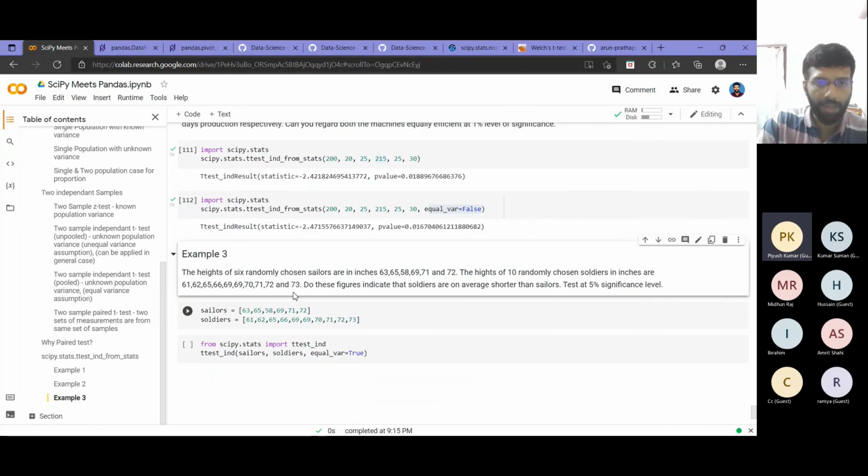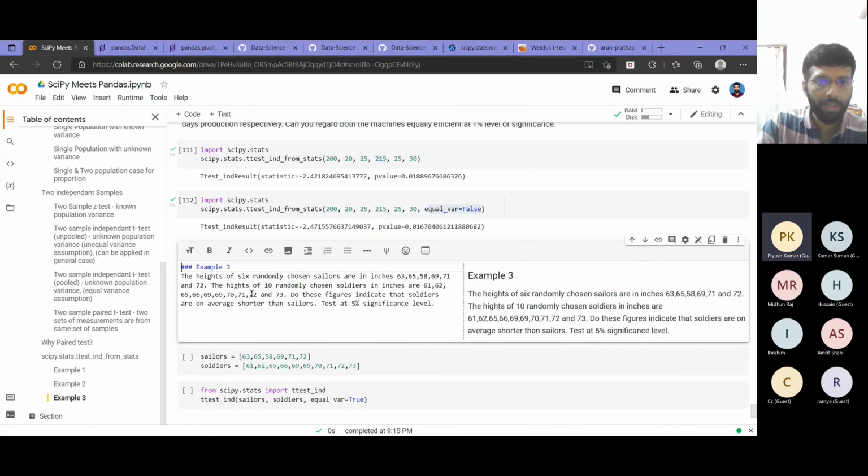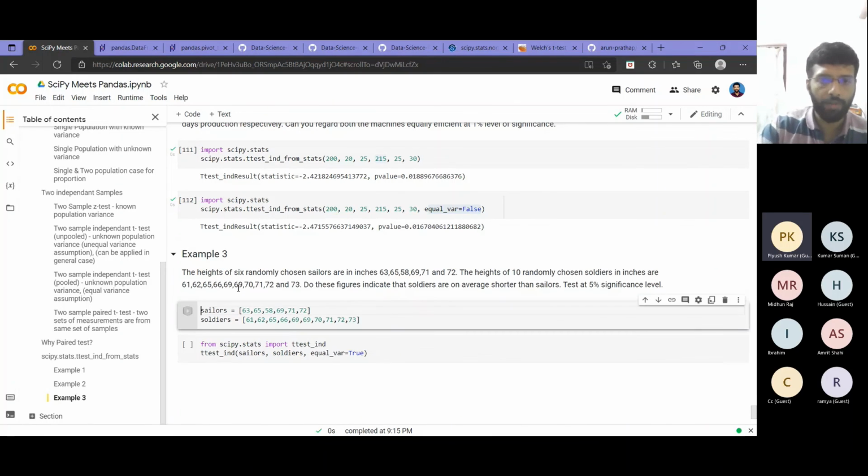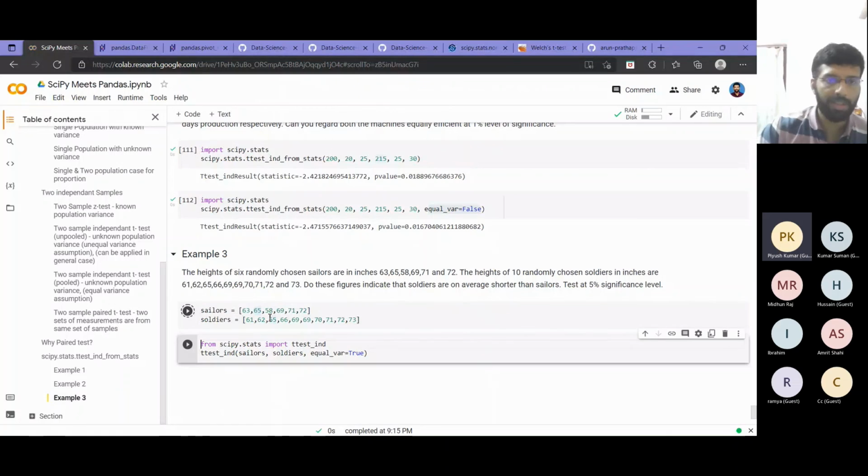And the last example, the height of 6 randomly chosen sailors are given. Then the height of 10 randomly chosen soldiers are given. And do these figures independently indicate that the soldiers are on average shorter than sailors at 5%. So this is like summing up, given a question, how to approach that. You are given sailors and soldiers, so you have to use a t-test. Sailors and soldiers you will have to pass.